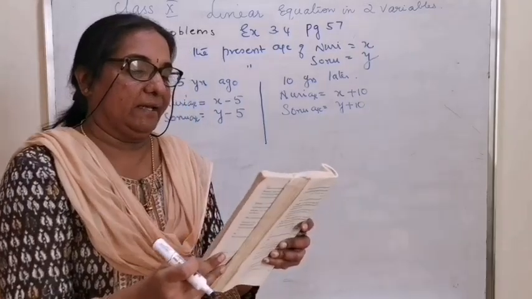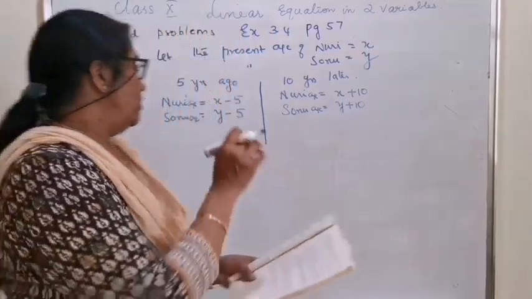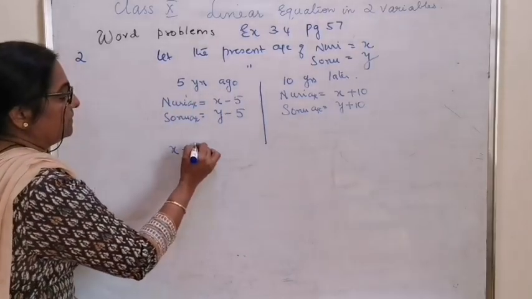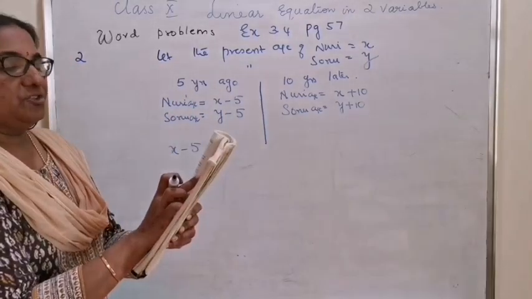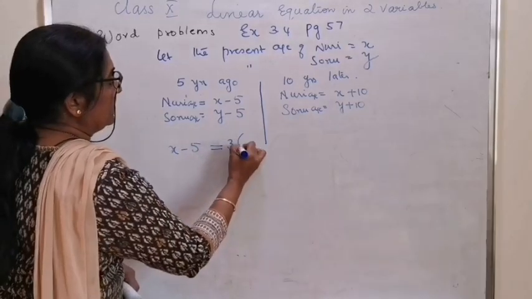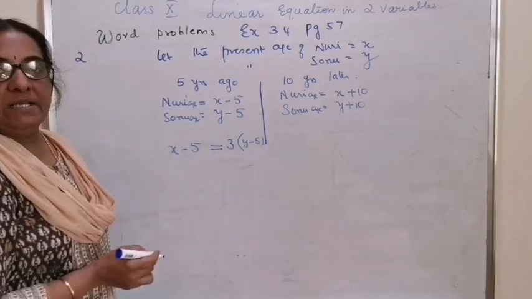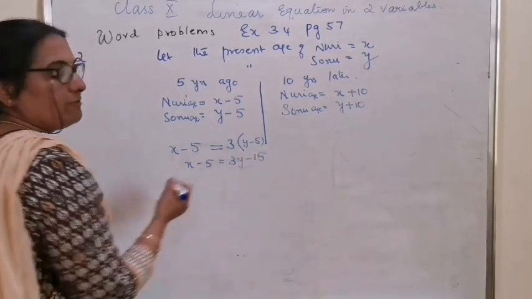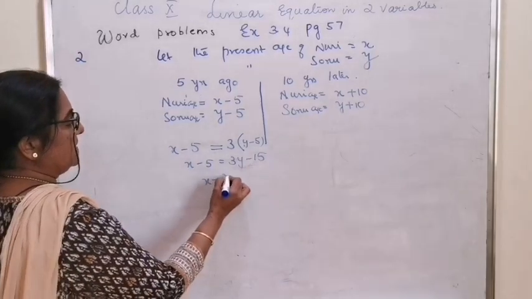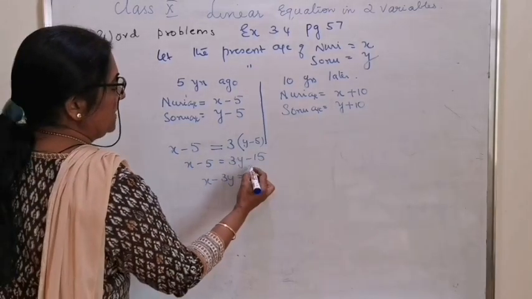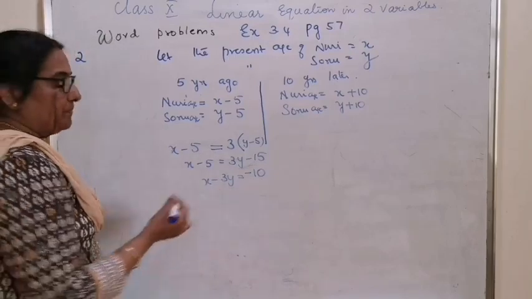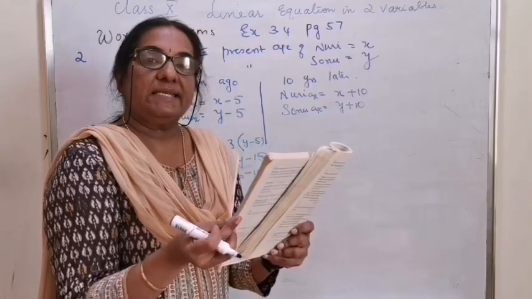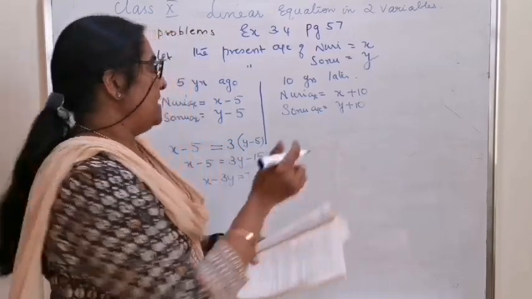Now reading back again. 5 years ago, Nuri was thrice as old as Sonu, 3 times as old as Sonu. So, x minus 5 is equal to 3y minus 15. X minus 3y is equal to minus 15 plus 5, which is minus 10. Equation number 1.